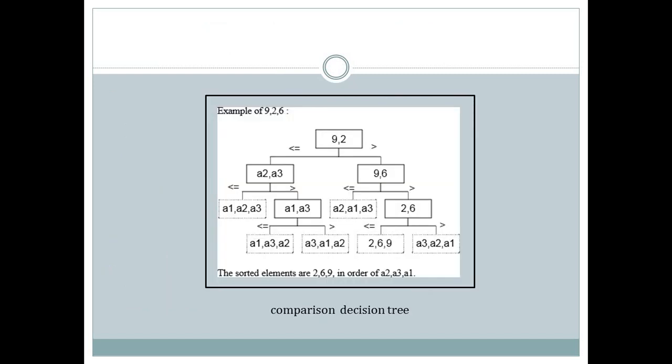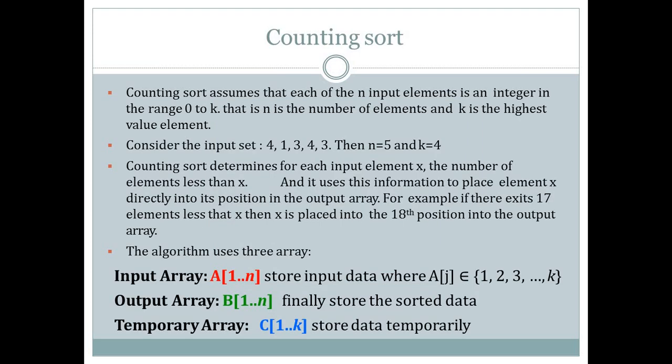So let's start with this example. This is a comparison decision tree. All comparison based algorithms use this decision tree for their execution. Here you can see that for 9 and 2, we will compare the two numbers and find that 9 is less than 2, 9 is equal to 2, or 9 is greater than 2. After comparing the two numbers, we will proceed to further steps. So let's start our counting sort algorithm.